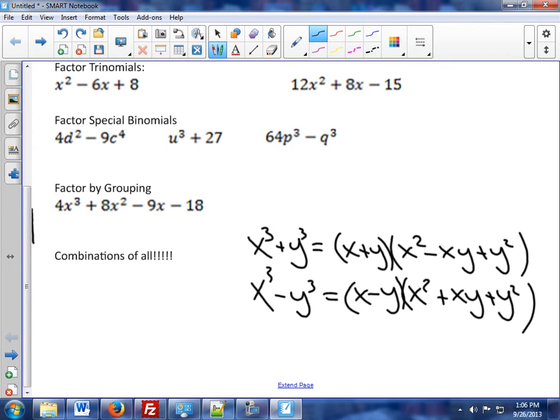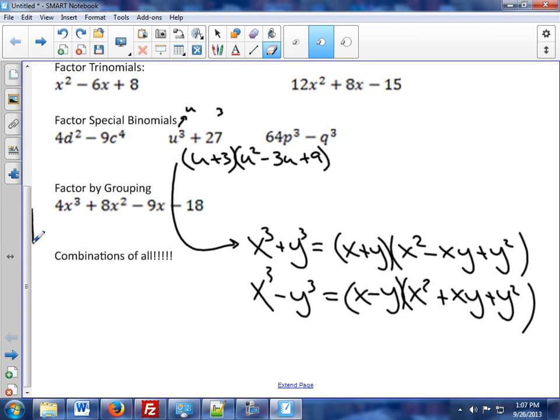And that's all you really need to remember. If we look here, I know this is a plus, so I'm going to be using the top one right here. So I know it's going to be u plus 3. Remember, you can put it up here, u, and that's a 3. And then basically it is your first letter squared. Then you take these times each other, and it's going to be a minus 3u plus 9. Everyone have that one? Okay. Good.